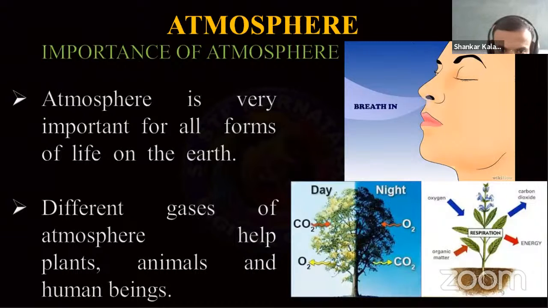And the second is that different gases of the atmosphere help plants, animals and human beings. Here I have told that oxygen is used for breathing by human beings and almost all living beings, and other gases like chlorofluorocarbon, carbon dioxide and nitrogen help the plants and animals, and also us human beings, for other activities.